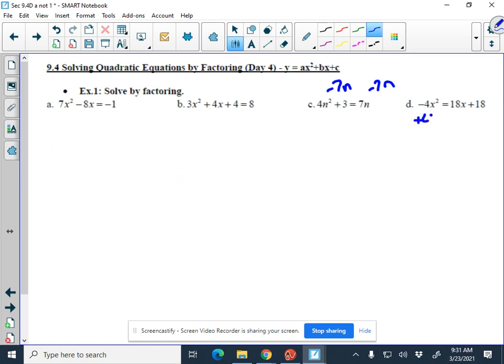This one, I'm going to add 4x squared. And you might say, why are you moving that one? Normally you move the other one. Well, I'm going to make this side 0, and by doing that, that side becomes all positive. I like the x squared to be positive.